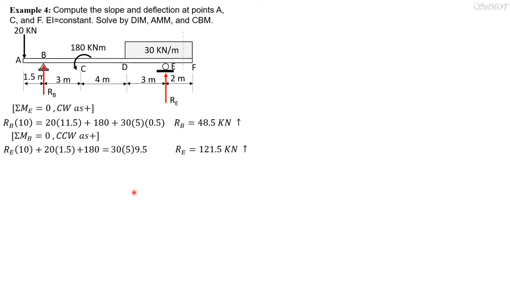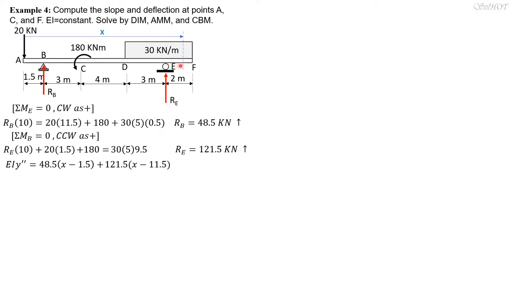Now we section EF, and the distance from the left end, let's call that X. Since we only have one equation of the elastic curve, differential equation of the elastic curve, let's call that X from the left hand. So EI y double prime equals RB, which is 48.5 times X minus 1.5. So this distance from this section up to here is X minus 1.5. Then plus RE, which is 121.5, then this distance is x minus 11.5.